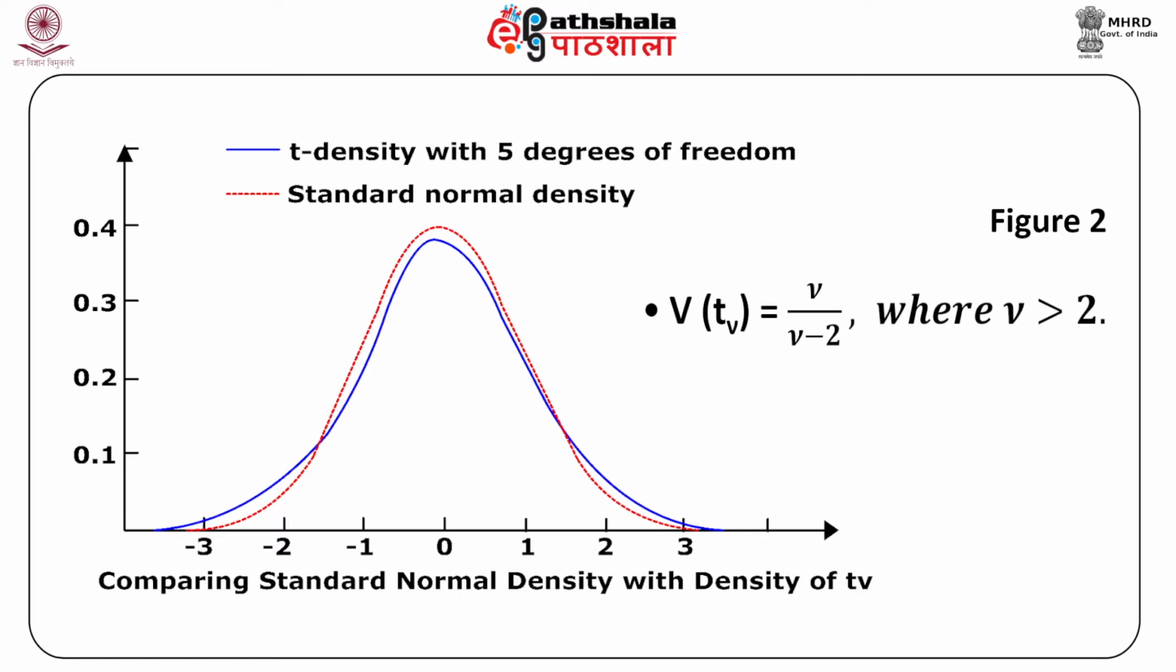Also, we can say that the t nu curve has thicker tails, suggesting that it has greater variability than the standard normal curve, which we can show in figure 2. The variance of t curve depends on the size of the sample and is always greater than 1. So we can write down that the variance of t nu will be equal to nu upon nu minus 2, where nu is greater than 2. And nu, please let me repeat, is nothing but the degrees of freedom. So our degrees of freedom must be greater than 2.